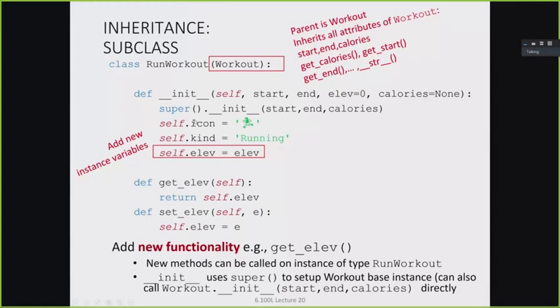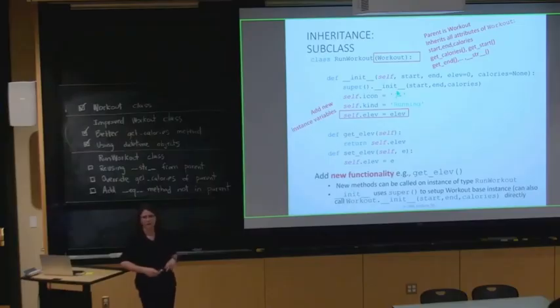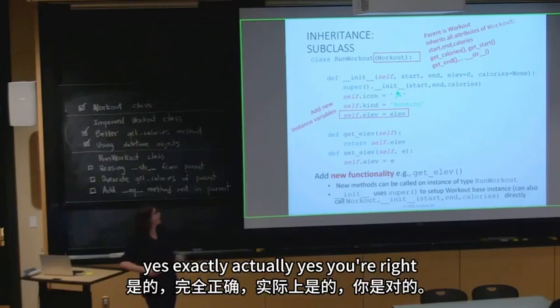The def needs to have start and calories. And the super needs to have at least start and calories. Right? Yes, exactly, actually. Yes, you're right.